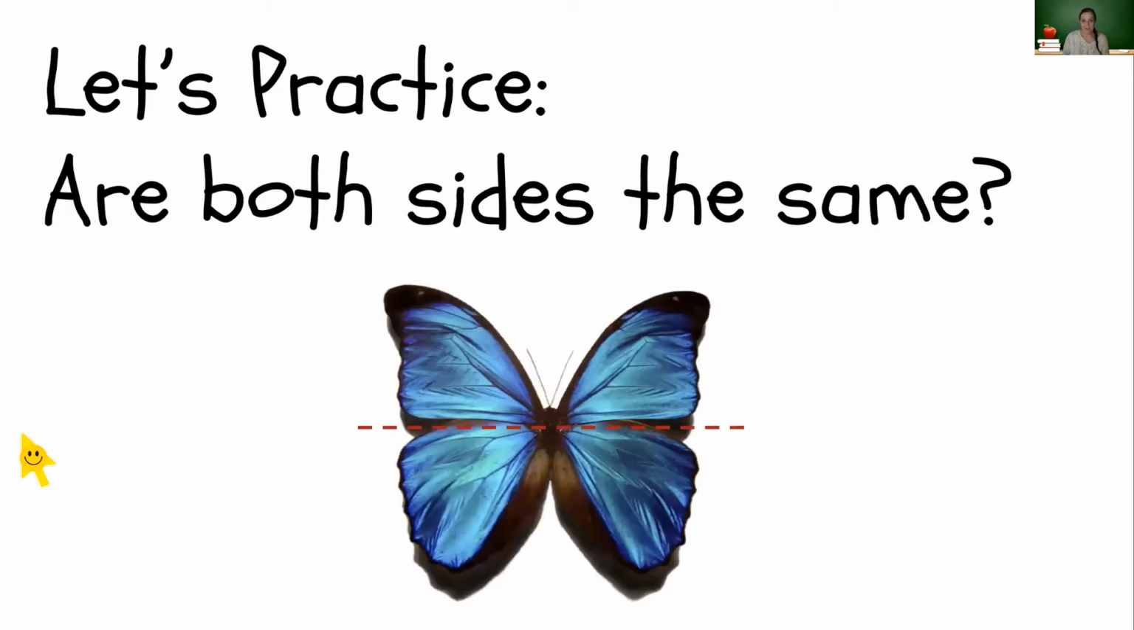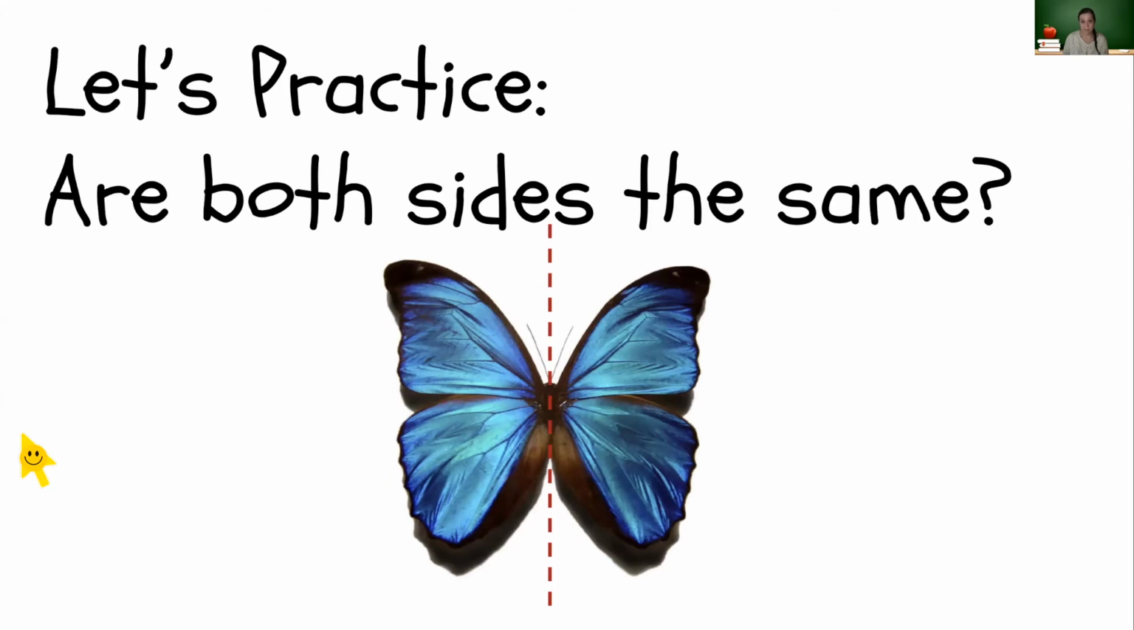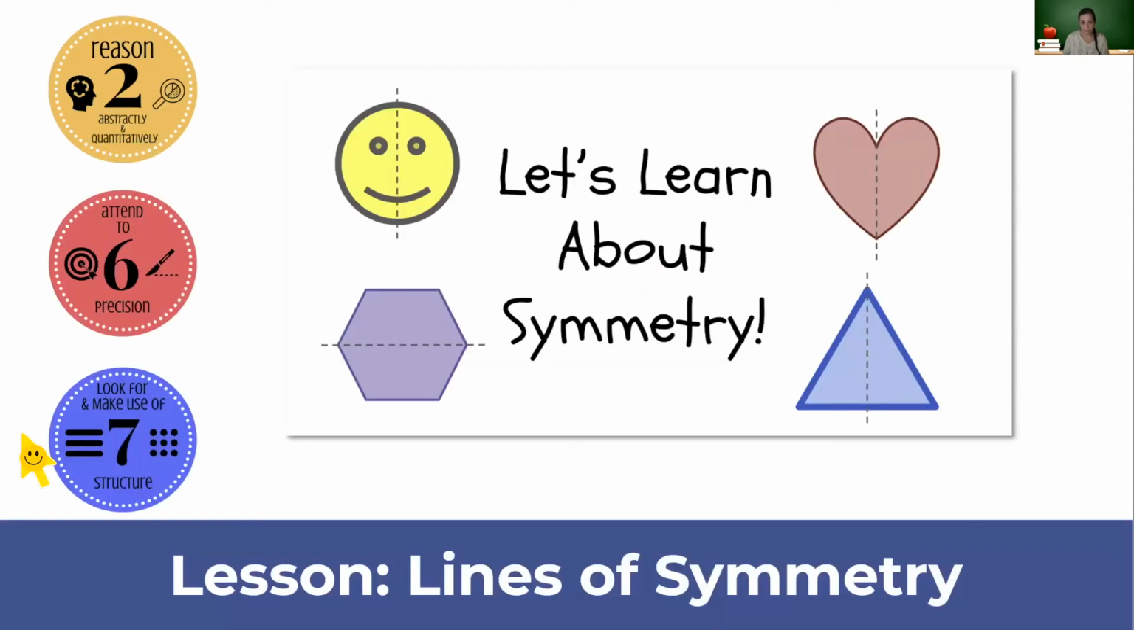Now, continuing on with this, right? I have a couple more examples here. Are both sides the same? We can just keep doing the same thing. 1, 2, 3, show me, all right? And we can really look at that. We might have students start to notice, oh, it's in half, but oh, wow, they're not exactly the same. If I cut it in half, I notice only one half has the antennae and the other half does not, right? This is not symmetrical. This is symmetrical.